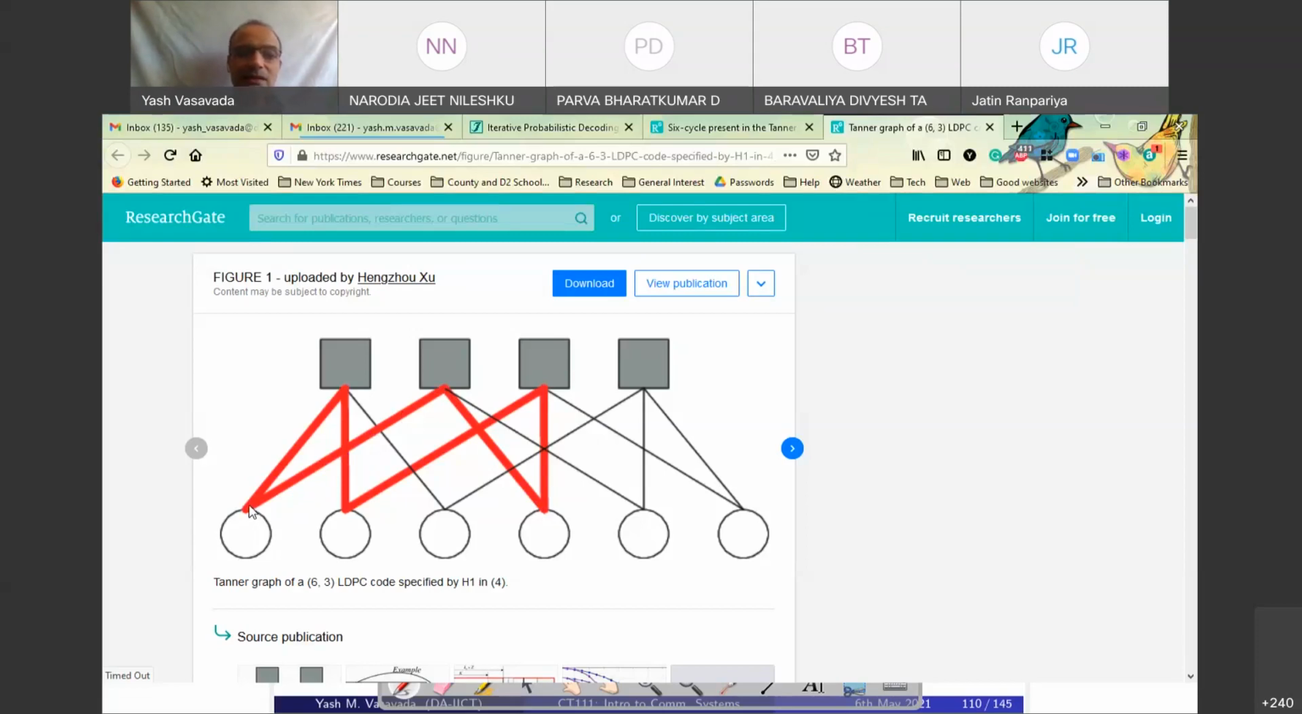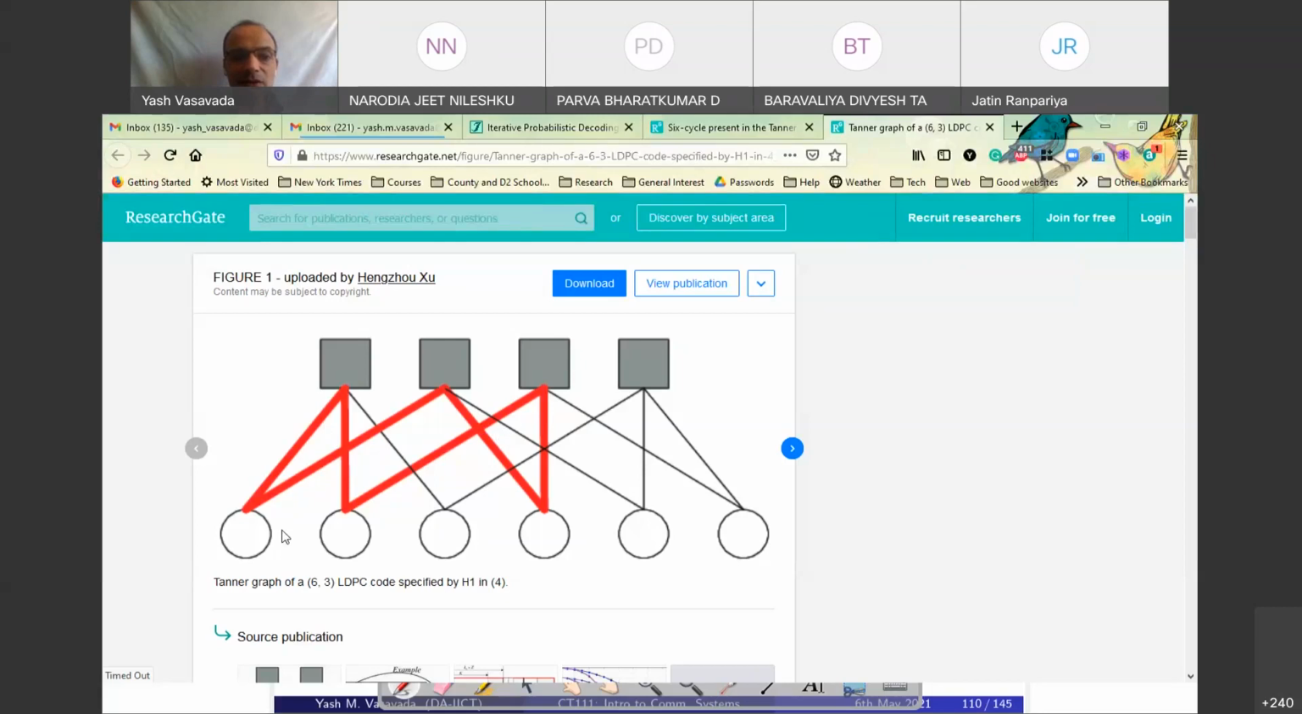And the number of edges that it took us to come back to where we started out, to complete a cycle on this graph, is 6. 1, 2, 3, 4, 5, and 6. So this is called a length 6 cycle.